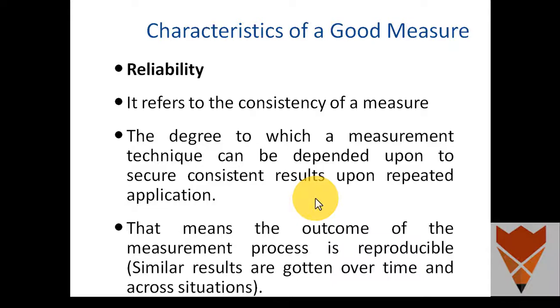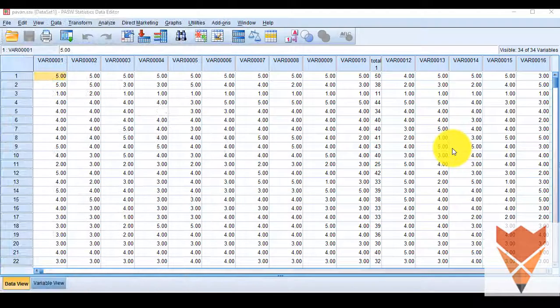reliability can be checked by various methods. It can be done by the split half method, by the Guttman method, and by test retest reliability, etc. Various types of reliability measures are there, but today we will be checking reliability with the help of SPSS and Cronbach alpha reliability.